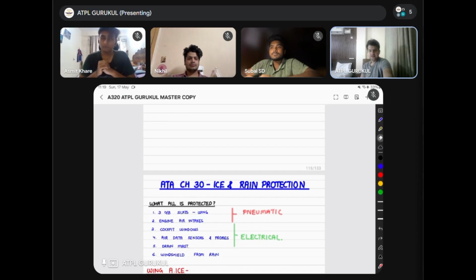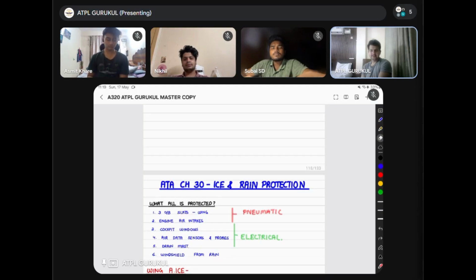In general we have 30-10 description. In that we have 3 DUs. We have general, anti-ice and rain removal. Okay. So in general, when we talk about ice protection and rain protection, in ice protection we have anti-icing and window heating, probe heating, and for rain protection we have the remaining DU.